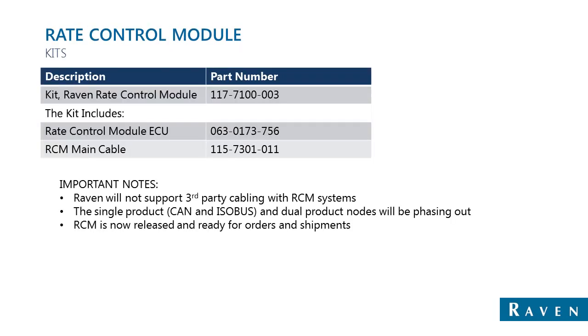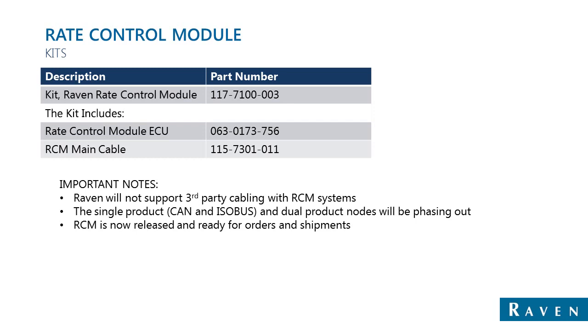So this is your basic Raven rate control module kit. These are the part numbers that we offer for the main components of the Raven rate control module. First, your kit, which was in the previous picture, the control module plus the main harness, is part number 117-7100-003. The ECU itself is the next line down. And then that main harness cable is 115-7301-011.